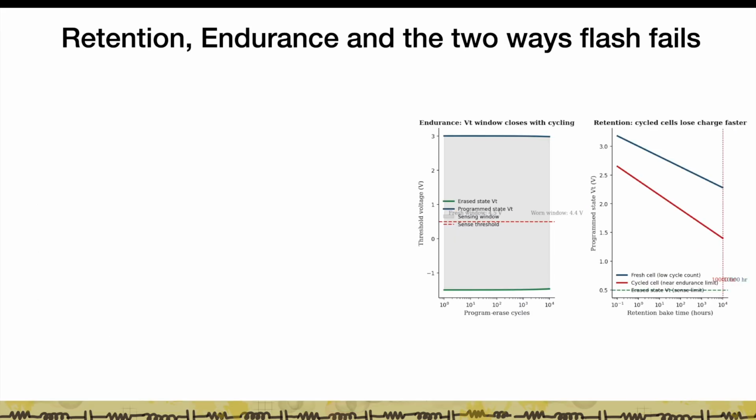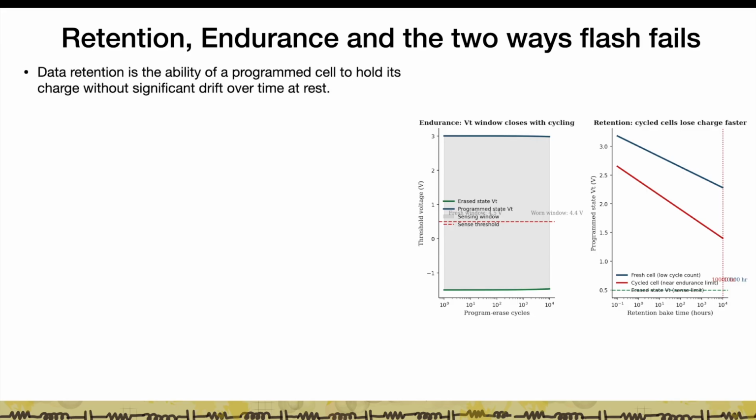Now, flash memory has two failure modes that operate on completely different time scales and through completely different physical mechanisms. And understanding both is essential before you can reason about flash reliability at any level. The first is retention failure.